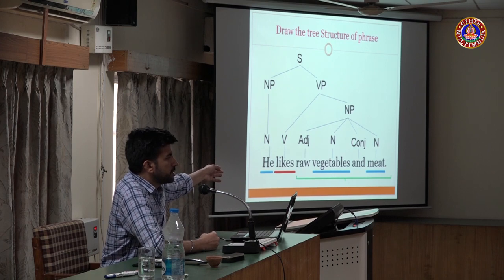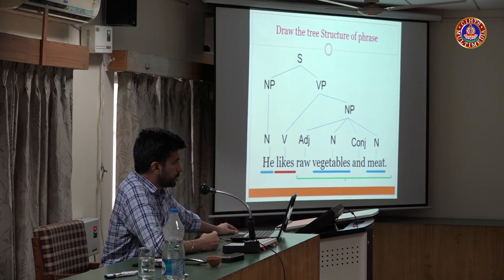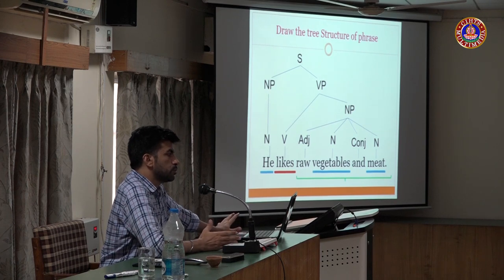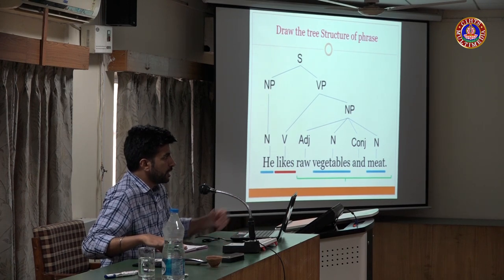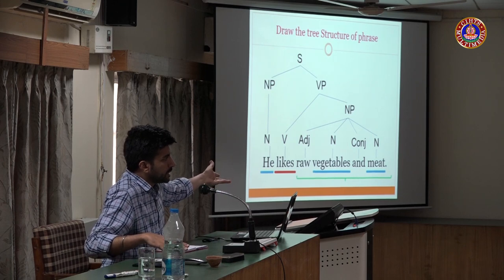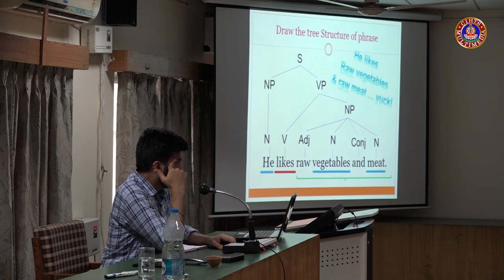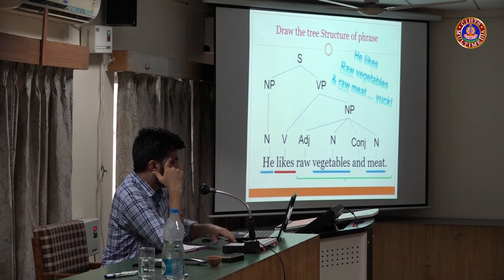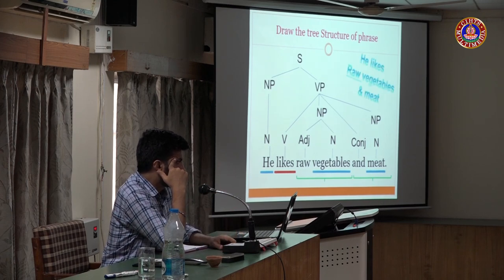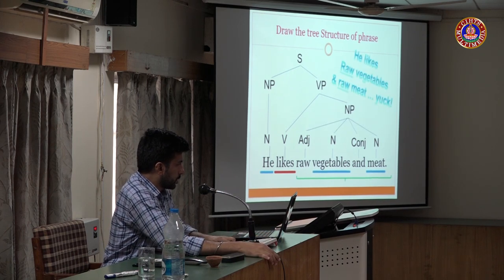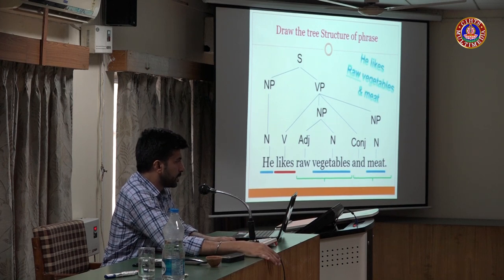Now, whenever you have sentences with conjunctions, they also produce some ambiguity. He likes raw vegetables and meat. Iska ek matlab ho sakta hai, he likes raw vegetables and raw meat. Dusra matlab ho sakta hai, he likes raw vegetables and separately some meat. Now these two meanings can be understood from the sentence. He likes raw vegetables and raw meat. Like this is one meaning of the sentence. Uska structure ye hoga. And ek aur sentence ho sakta hai. He likes raw vegetables and just different meat. Otherwise, the tree diagram will be the same.